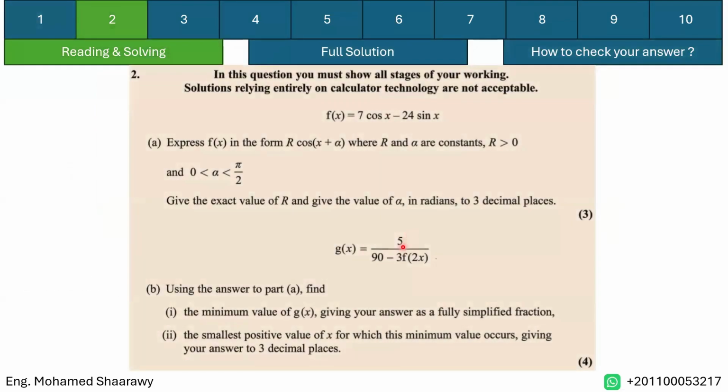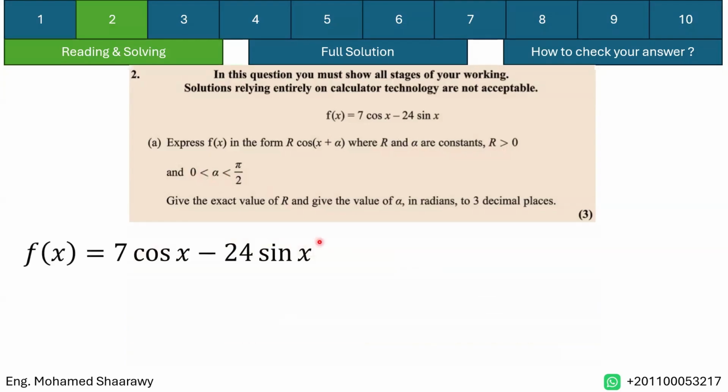Okay, question 2. It says, express the function in the form of r cosine of x plus alpha, where r and alpha are constants, r is a positive number, and alpha is between 0 and 90. Okay, if you know the rule, I'll just use it, and if you don't know it, I'll show you the derivation of the rule. First, let me start with the ones who know the rule pretty well.